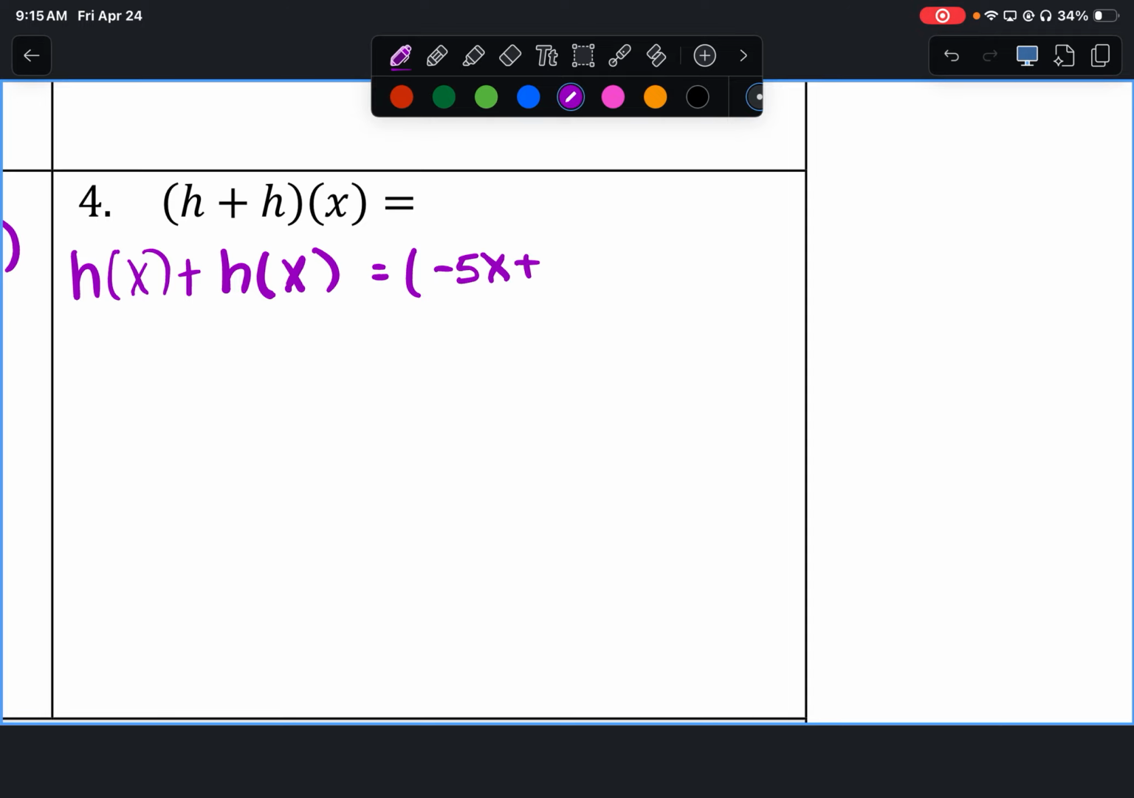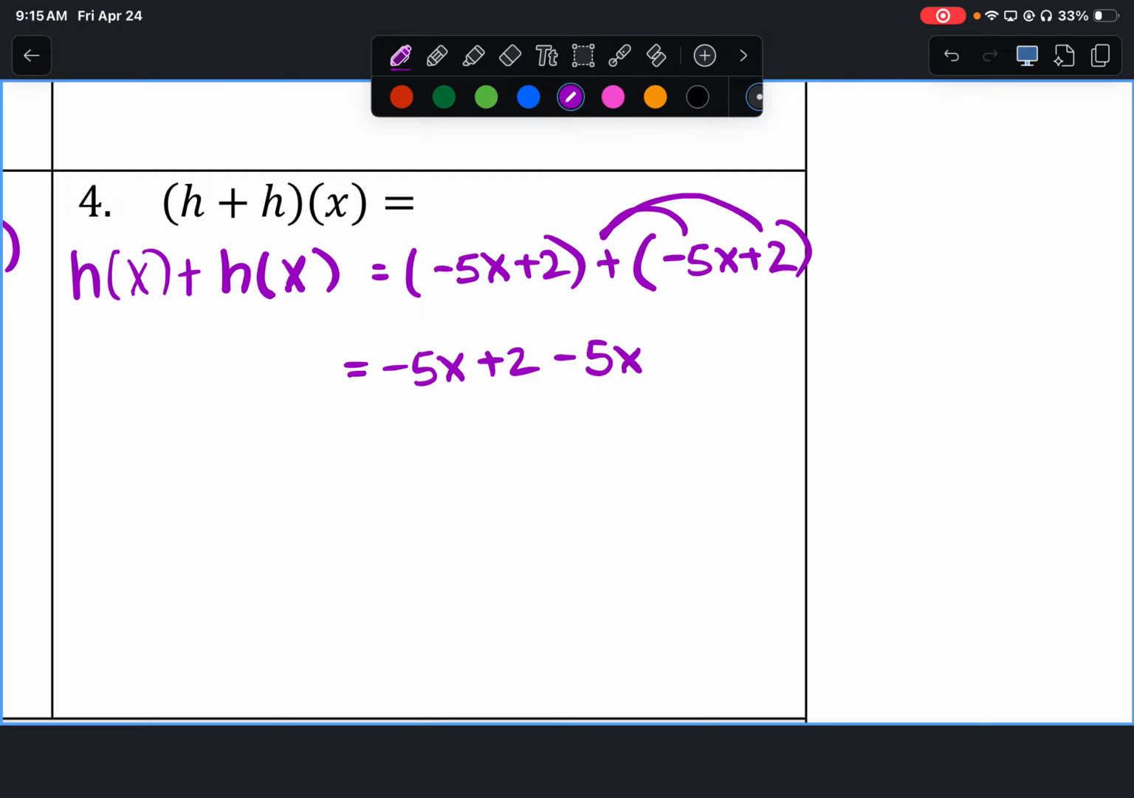Negative 5x plus 2 plus negative 5x plus 2. So we have negative 5x plus 2. A positive and a negative makes a? So we have negative 5x. A positive and a positive is?